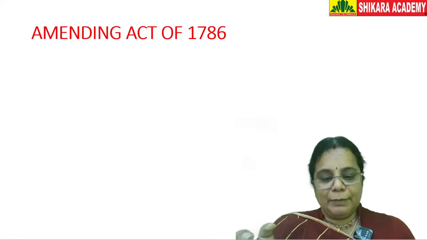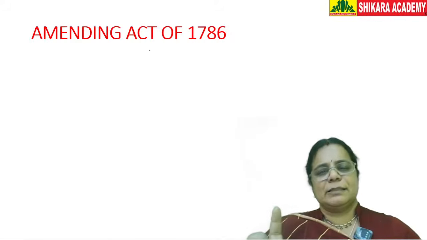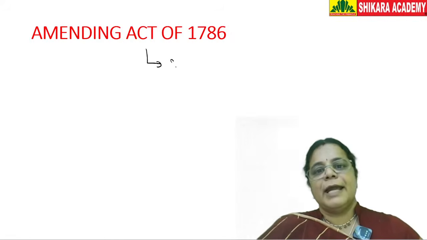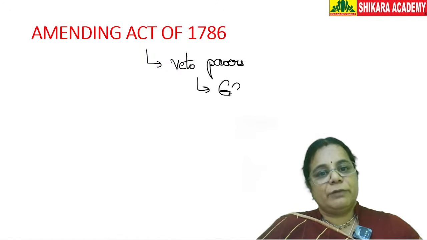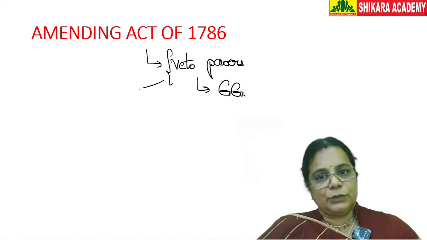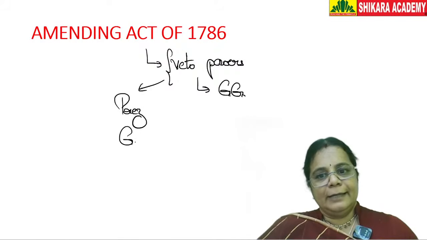Now, moving forward, the Amending Act of 1786 is important for only one reason. It introduced the idea of veto powers. It gave veto powers to the Governor General. So it introduced veto powers. Today in the Indian Constitution, veto powers are given to the President and the Governor.